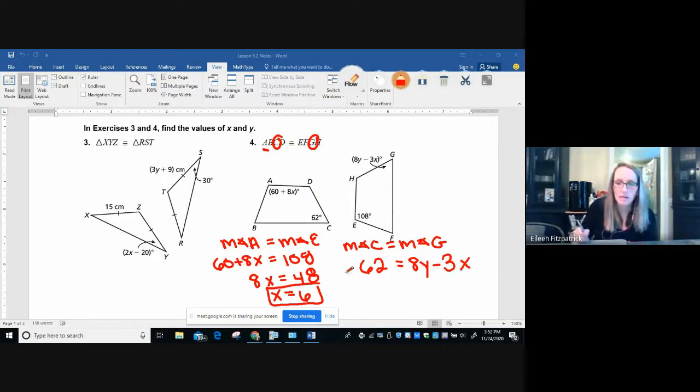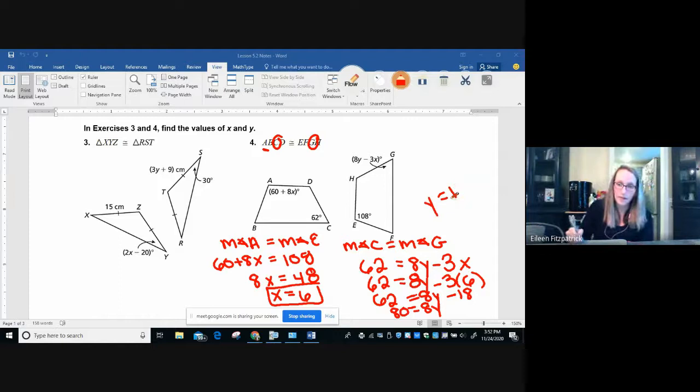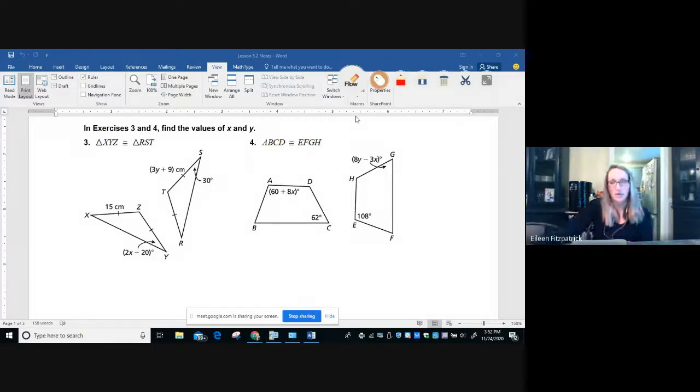Okay, well, this has two variables, but luckily I already solved for x before. If I had set this equation up first, I might have to go and figure out x and then come back here, okay? But I already have x. So I'm going to substitute the x in, which is a 6. All right, then I'm going to do the multiplication, 8y minus 18. Add 18 to both sides, so 80 equals 8y. Divide both sides by 8, and you get y is equal to 10. Ran out of room down there. All right. Okay, let's keep on moving along.